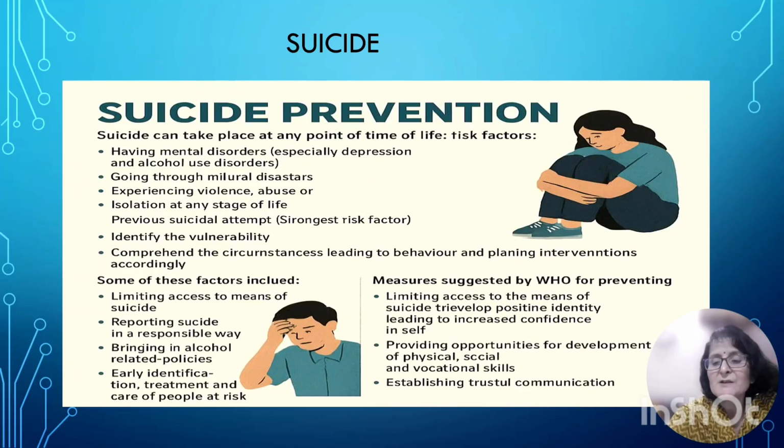Then some of the measures, this question comes in your exam, children. Measures suggested by WHO for preventing suicide. The first measure is the same which I had discussed with you just now: limiting access to the means of suicide. Okay, developing personal identity, developing self-esteem of the student, self-esteem of the person, increasing his confidence, providing him opportunities for development of the individual, providing him training in physical, social and vocational skills, establishing trustful communication, can somehow help us in preventing suicide. I think this much only I plan to discuss in this video.